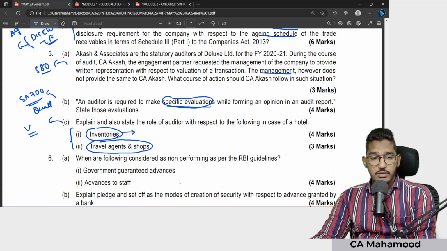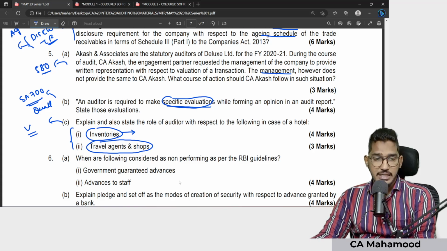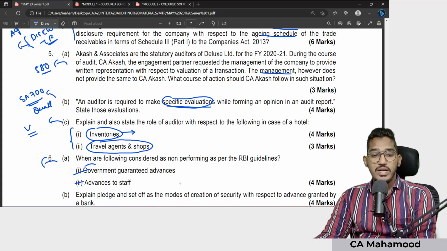6a. When are the following considered as non-performing assets as per RBI guidelines? Government guaranteed advances and advances to staff. So this is from audit of banks. They are asking when government guaranteed advances will be considered as NPA.